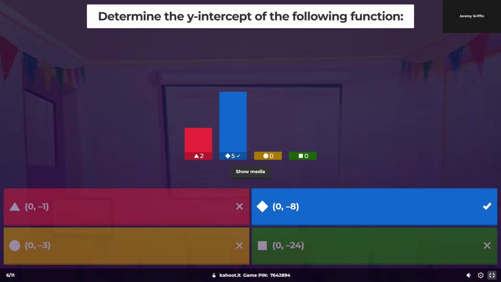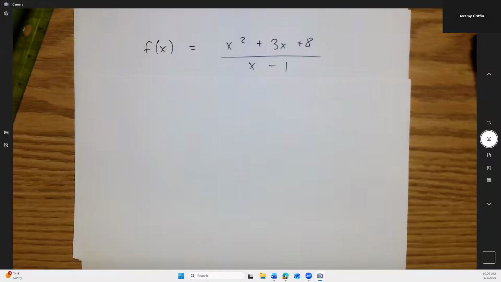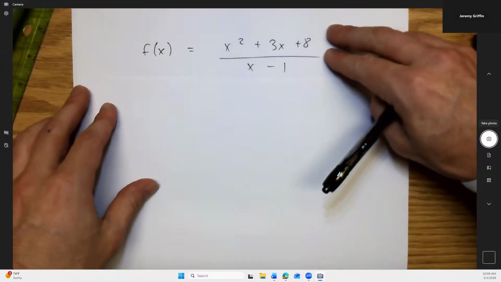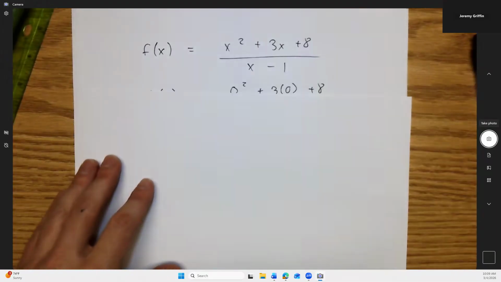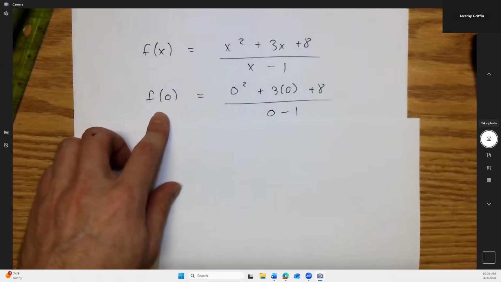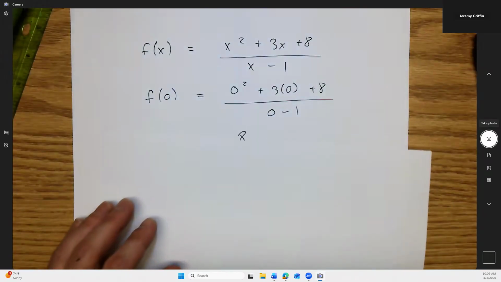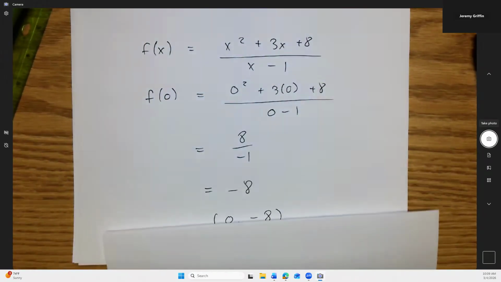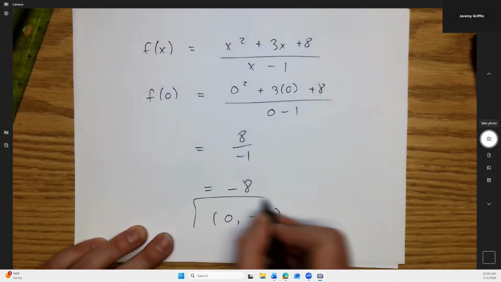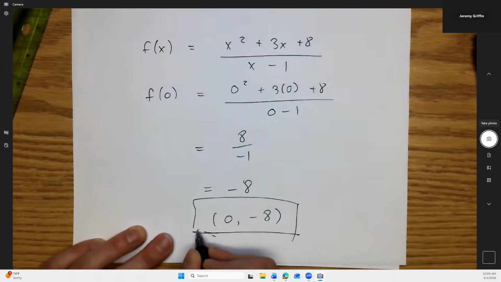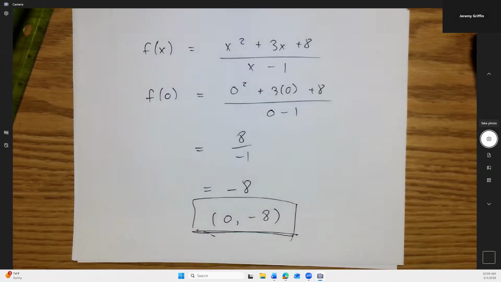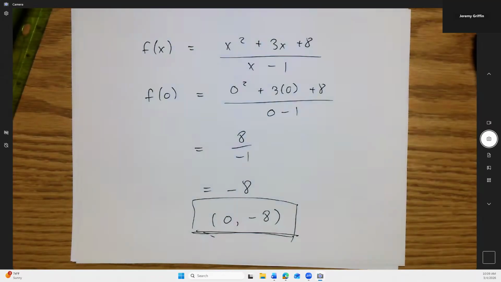In case you need the notes on that, there's the original function. And to find the y-intercept, of course, you plug in 0 for x. So we're finding f of 0. This all cancels out. I get 8 over negative 1, which is, of course, negative 8. So the coordinate would be 0, comma, negative 8. There you go, y-intercept.